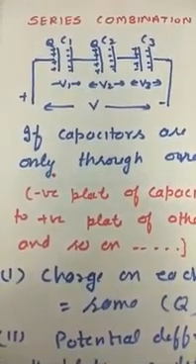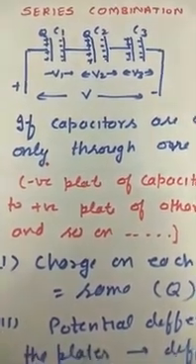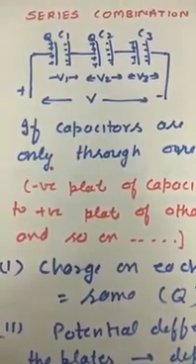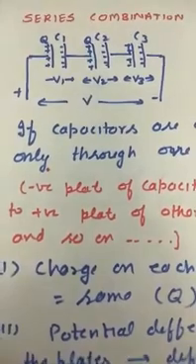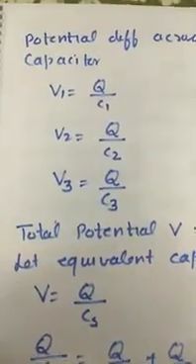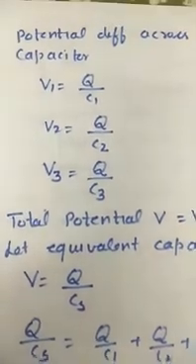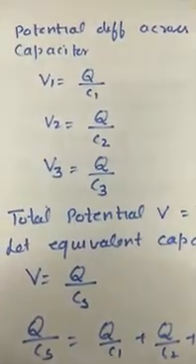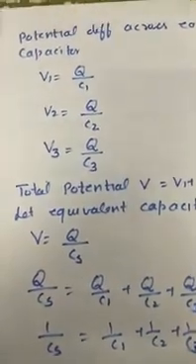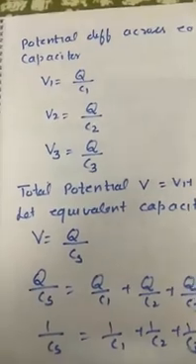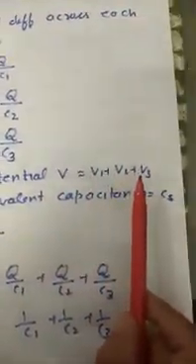But the potential differences V1, V2, V3 will be different, according to their capacitors. Now the potential difference across the first capacitor is V1 equal to Q upon C1, V2 equal to Q upon C2 and V3 equal to Q upon C3. And the total potential V between the two extreme points will be V1 plus V2 plus V3.